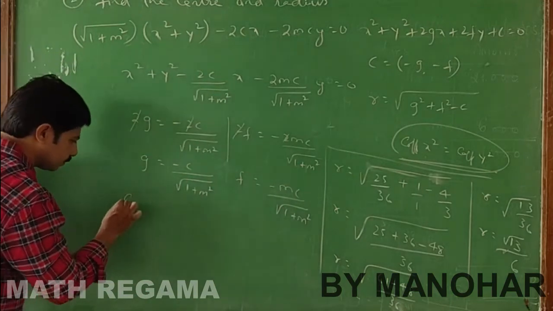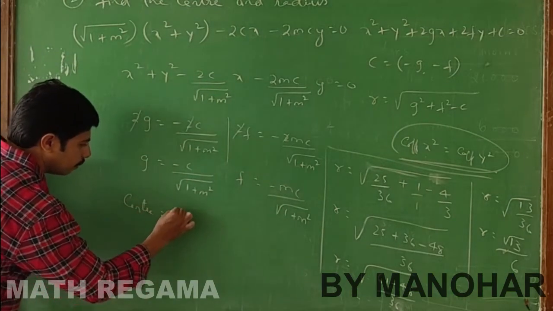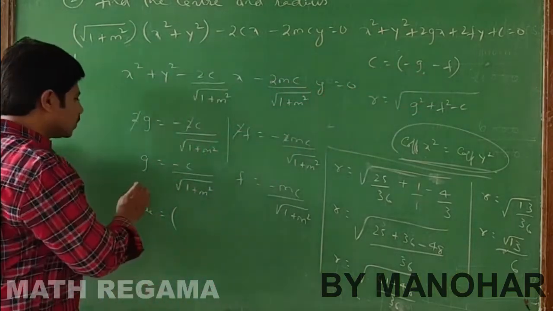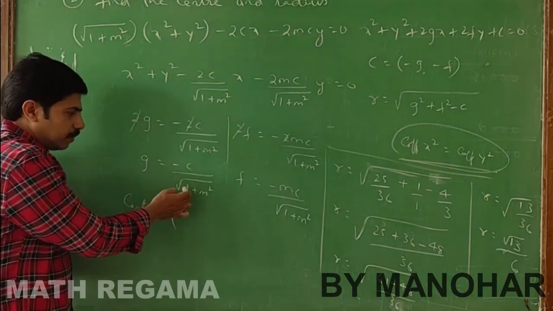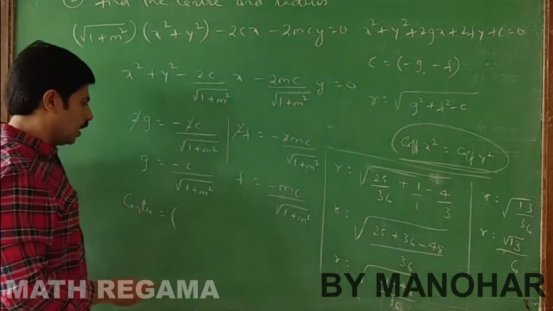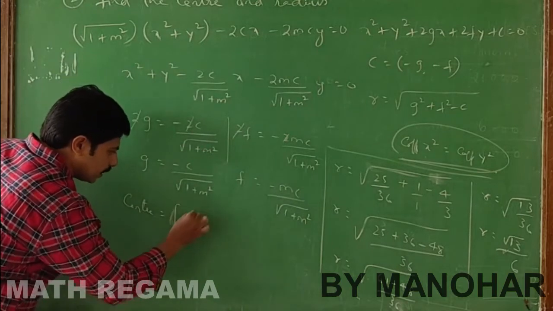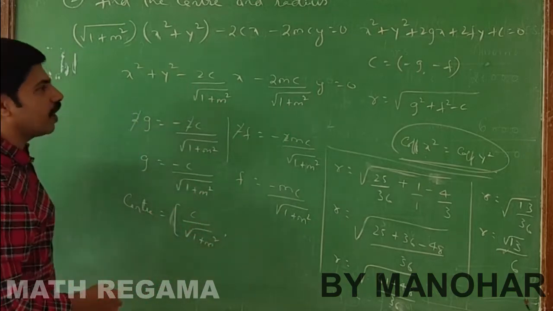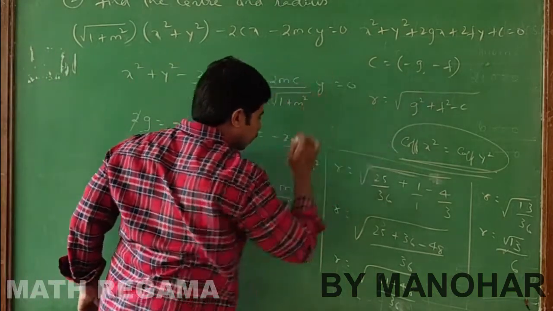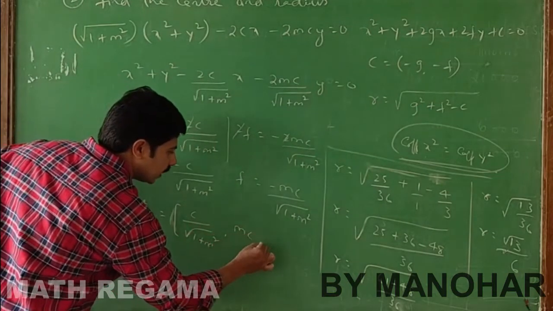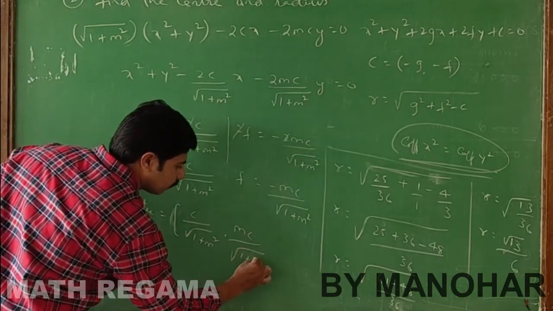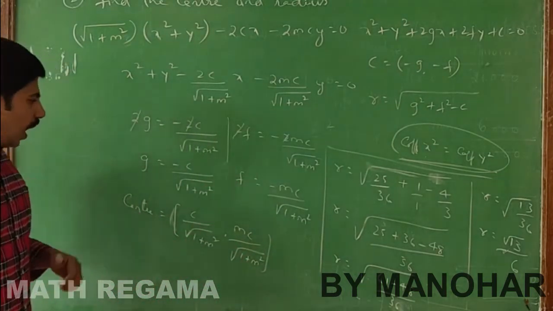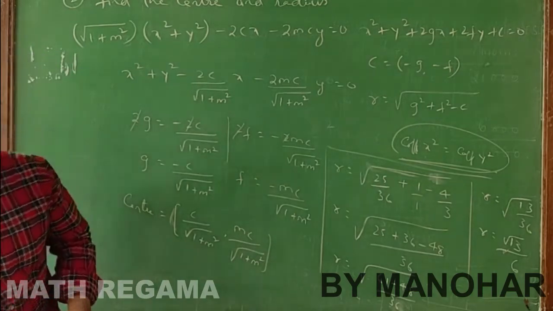Now the center is minus g comma minus f. See, the formula I already wrote, minus g comma minus f. I am substituting now. The g value is minus c by under root of 1 plus m square. I am substituting here, so this will become c by under root of 1 plus m square, comma, and the f value I am substituting here. Minus into minus is plus. So we get mc by under root of 1 plus m square. So this is the center. Okay. Now after the center, we have to find the radius.